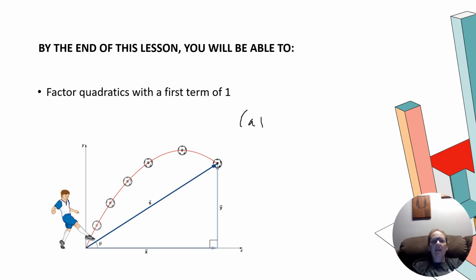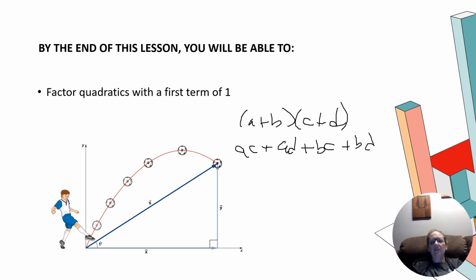So I'm just going to write out an example here. So we got a plus b times c plus d. When we multiply that together, we distribute the a first. So we get a times c plus a times d. And then we distribute the b. So plus b times c plus b times d. These two middle terms end up combining together at the end.